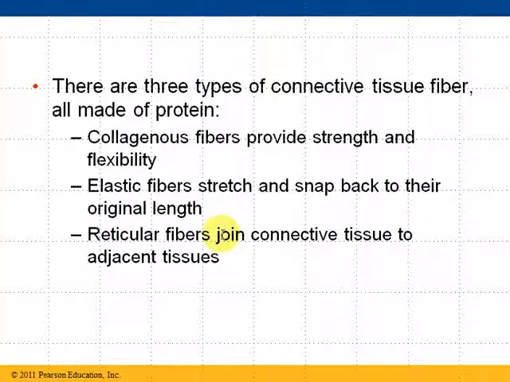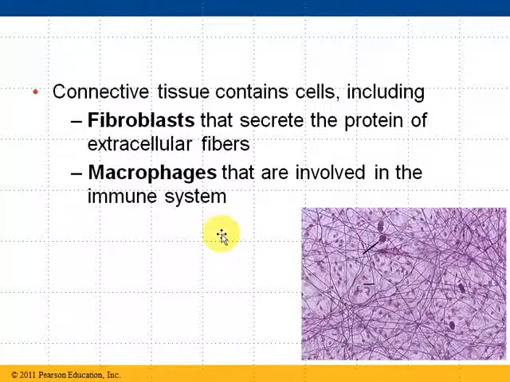Connective tissue contains cells, although they're not tightly packed, they're kind of loosely mixed in there. They contain fibroblasts, which secrete the protein of extracellular fibers. So fibroblasts are what make these long filaments of proteins that you see, all these lines and threads, and macrophages that are involved in the immune system. Macrophages are basically what you might think of as a large white blood cell, similar to that in that they have a function with the immune system.